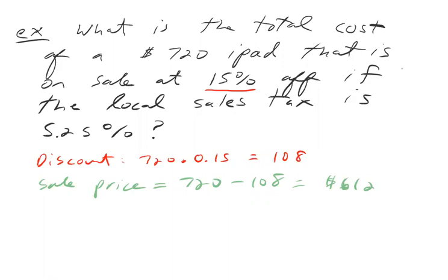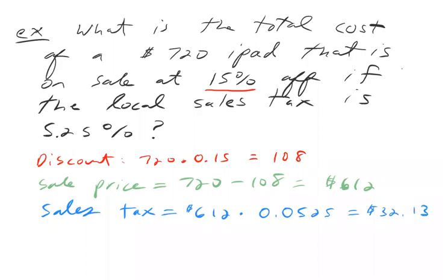Now I want to find the sales tax. The sales tax would be the sale price that I just found, $612, times the sales tax rate, 0.0525, because I've got to move the decimal place 2 to the left because it's in percent form. So I take that 612 and multiply it by 0.0525, and I get $32.13.